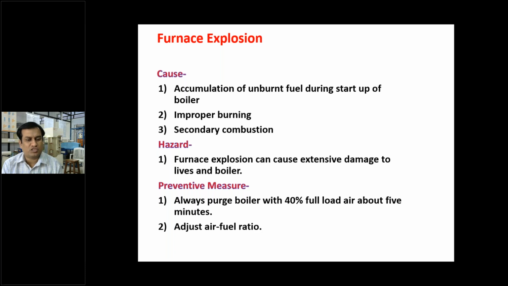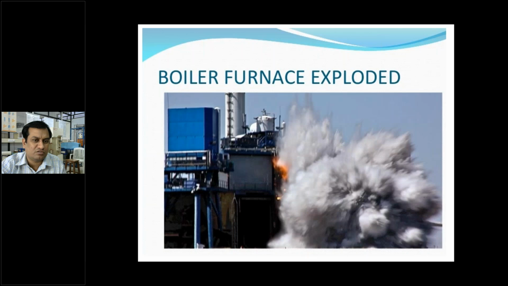Then adjust the air fuel ratio. It is one of the major parameters to control furnace explosion. How much fuel you are going to feed, on that basis you have to calculate the air supplied, and that air fuel ratio should be maintained. With the help of stoichiometry calculations or process calculations, we can calculate this air fuel ratio. And nowadays computerized systems like DCS, SCADA, and PLC systems can automatically control this air fuel ratio in the furnace. So these are the preventive measures to control furnace explosion. This is the picture where you can observe the furnace explosion.